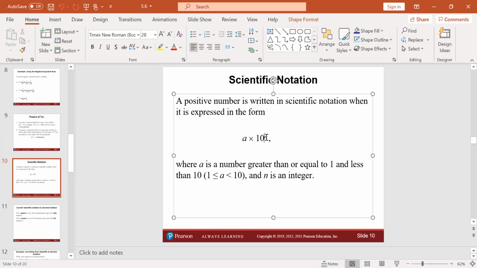Now, what's really interesting is that the power on the 10, the n, if you will, is going to dictate whether you're dealing with an incredibly large number or an incredibly tiny number. If n, the power of 10, is a positive number, you're dealing with a number that is actually really big usually. If n is negative, you're dealing with a really small number.